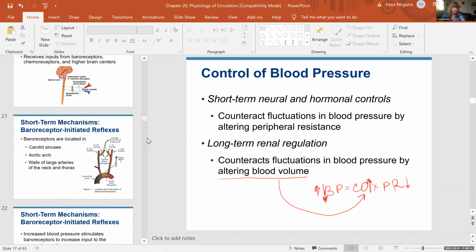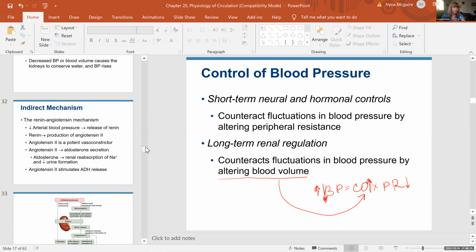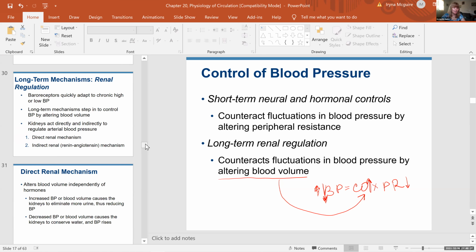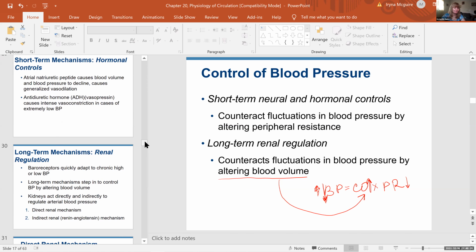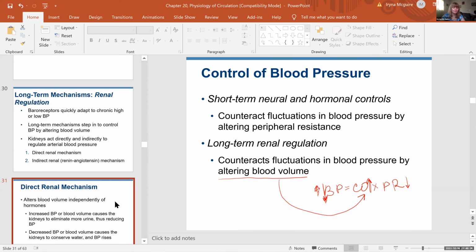Yeah, right, I know, right? So many ways to regulate blood pressure, and it still fails, right? Okay, so direct.